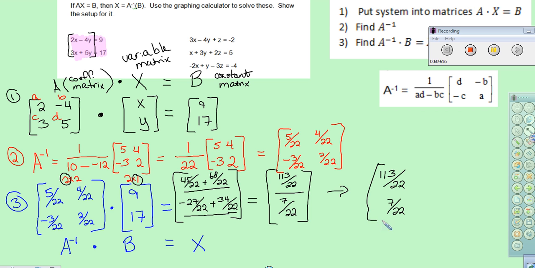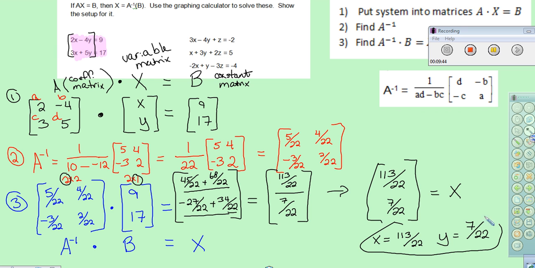That right there is my X matrix, and therefore that means that X is equal to 113 over 22, and Y is equal to 7 over 22. And those are the solutions. Those are the values that I get, the X and Y's that if I plug in right here make this system true. Okay, so that's solving a system using matrix inverses.